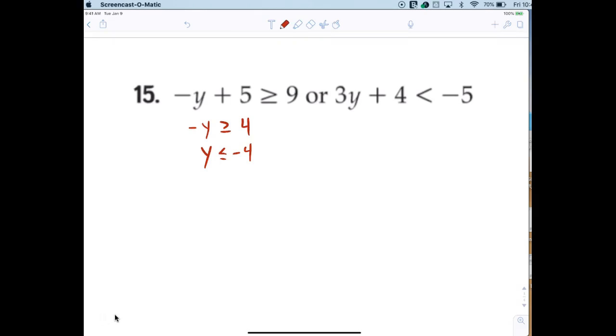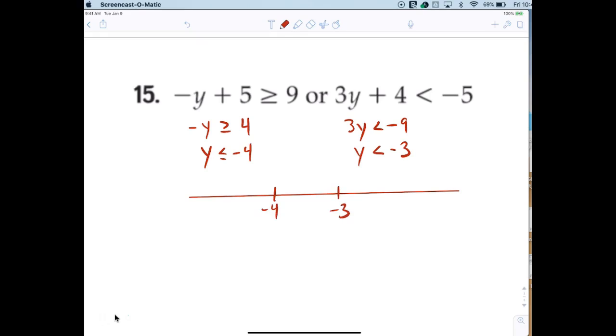Next thing I have to do is what? Somebody jump in. Ava, what? Yes, negative 9. 3y is less than negative 9. So now what? So y is less than negative 3. All right, so I have negative 4 and I have negative 3. This is an or statement. Less than or equal to negative 4 would be a solid dot at negative 4 going to the left. Less than negative 3 would be an open dot going to the left.